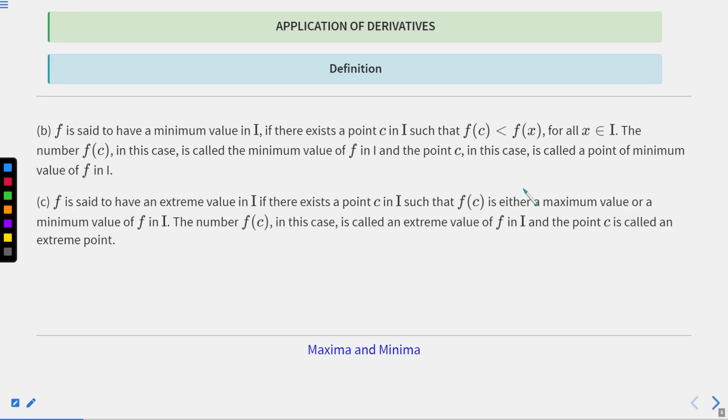Now, f is said to have a minimum value. When do we say that f has a minimum value? When there exists a point c.